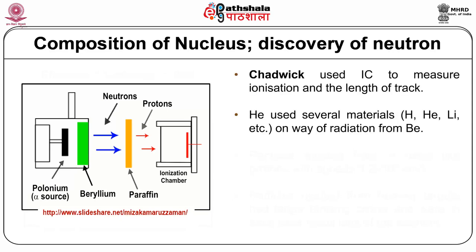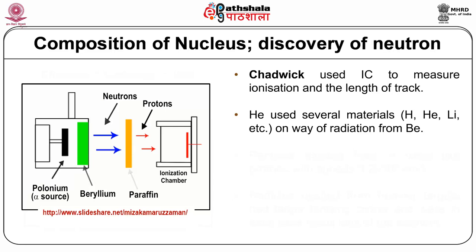Now Chadwick in Cambridge in 1932 also did the same experiment, but with a small change. He used the same reaction, with alpha particles. In the block diagram you can see the experimental setup. There is a chamber in which the polonium source, a source of alpha particles, is placed, and then the beryllium foil. The alpha particles hit the beryllium foil, and then the invisible radiations come out, and then again he used the paraffin wax slab. Whatever radiations or particles came out after the paraffin wax slab were detected by the ionization chamber.